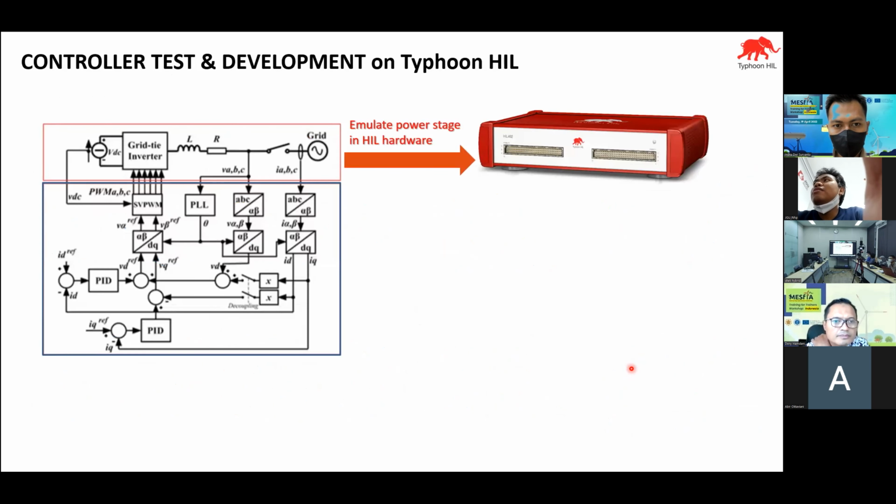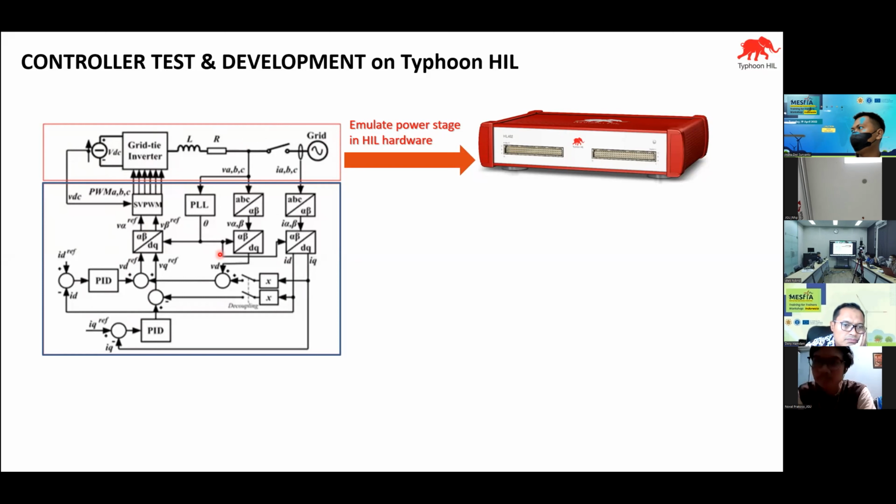Now, how do you use a Typhoon Hue? I will use a very simple example. Let's say you are designing a controller to control a grid tie inverter. This is a DC source, so it could be a PV module, connected to your grid tie inverter, and then your grid tie inverter connects to the grid. This portion is where the controller algorithm is. You will emulate the power stage and put it inside the Hue hardware.